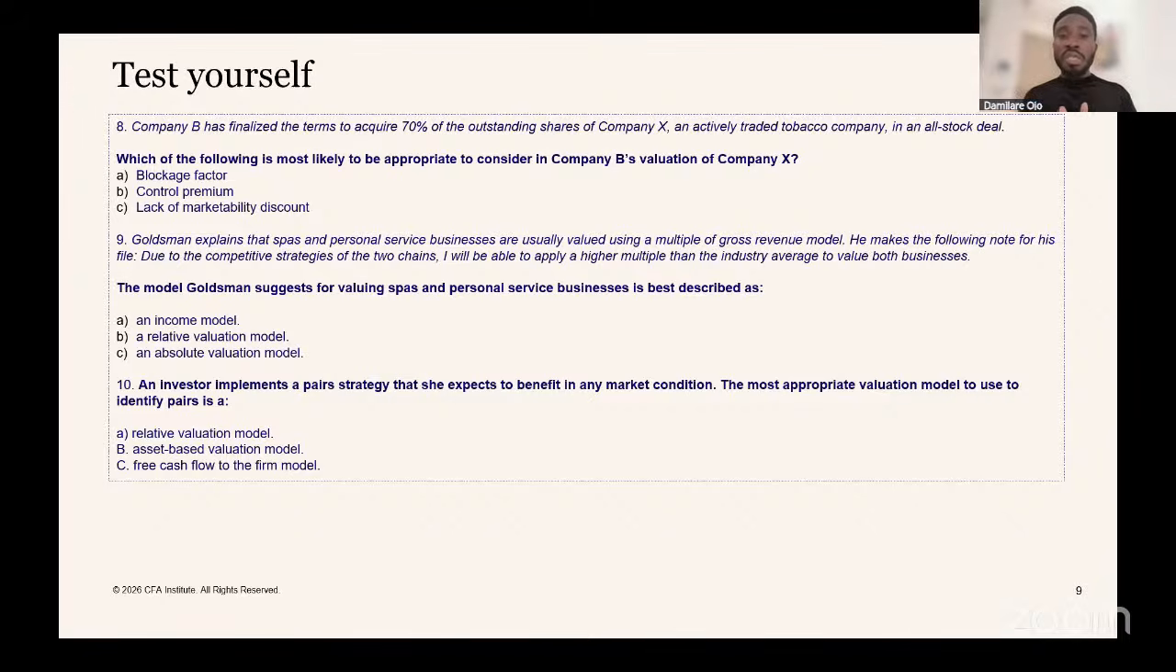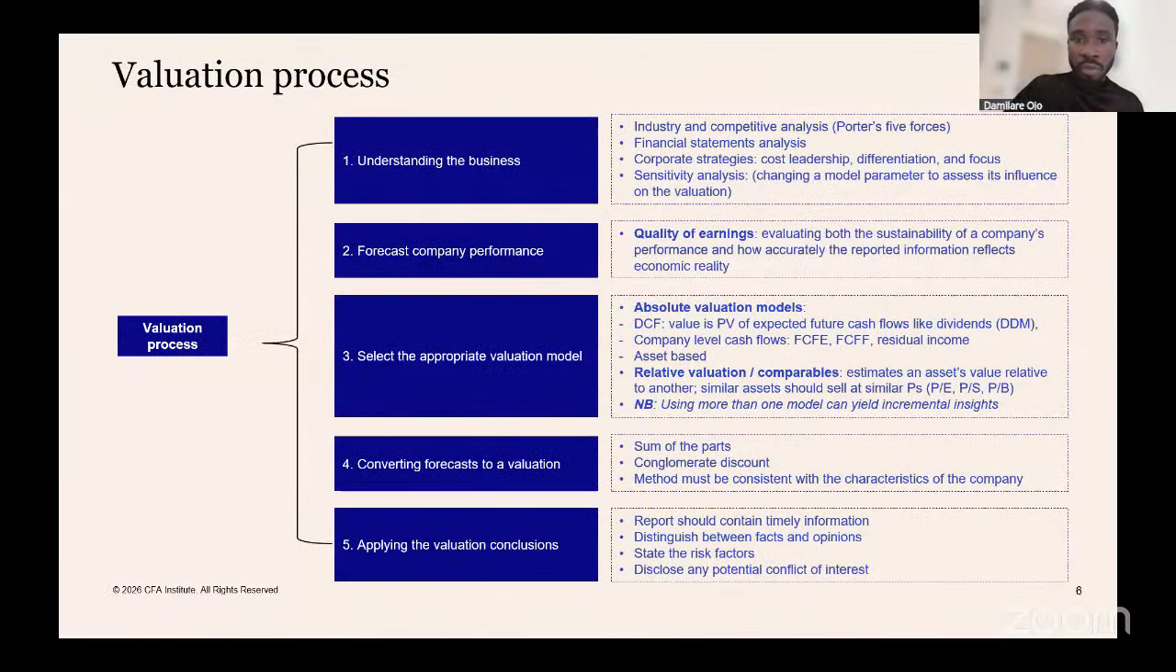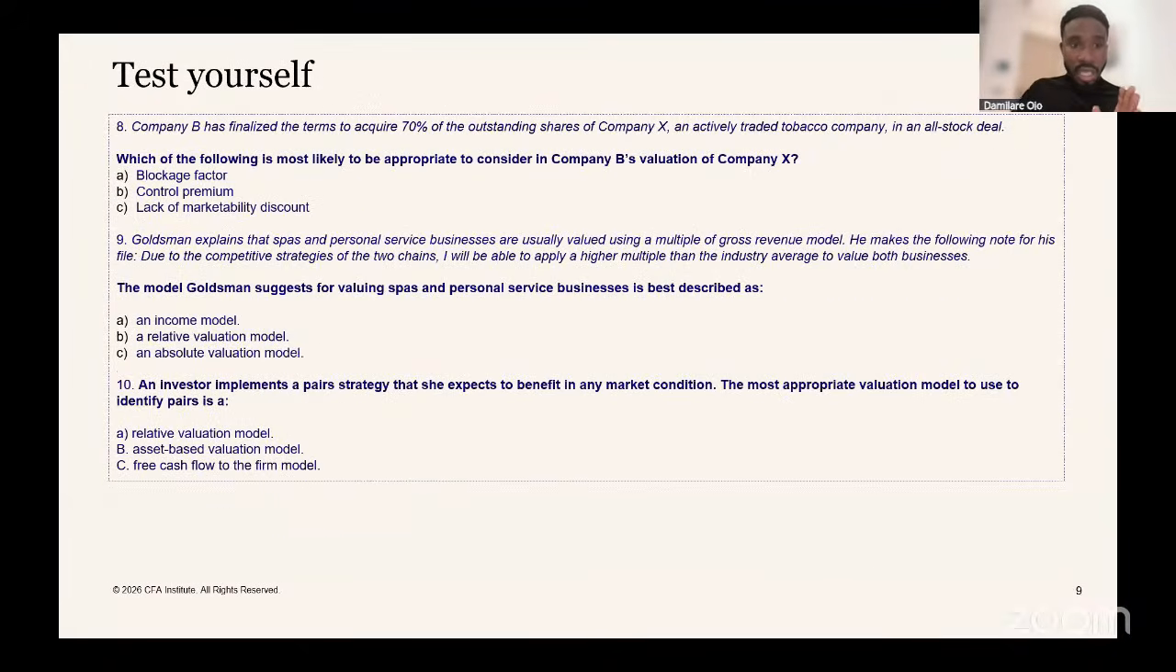What this guy, Goldman, is doing is using a multiple. When you talk about multiples, remember when we talked about the valuation models, the third method is relative valuation or comparables. Whenever you are talking about multiples, you are in the world of relative valuation or comparables. So multiples include your price to earnings, price to book, price to sales. You have EV to EBITDA, enterprise value to EBITDA. You have different multiples. Whenever you talk about multiples, that is relative valuation. So what he is doing here, it says it will apply a higher multiple.